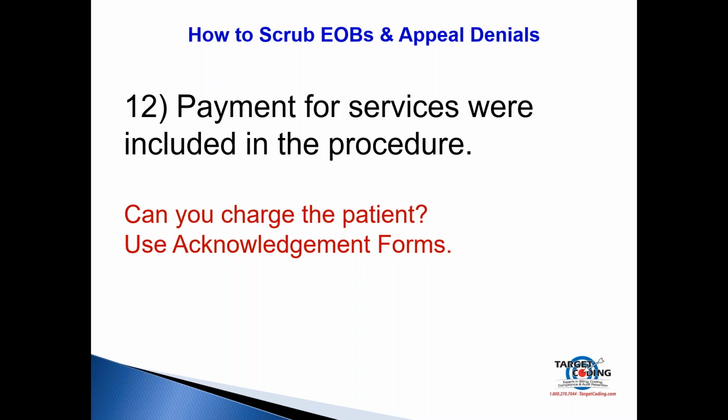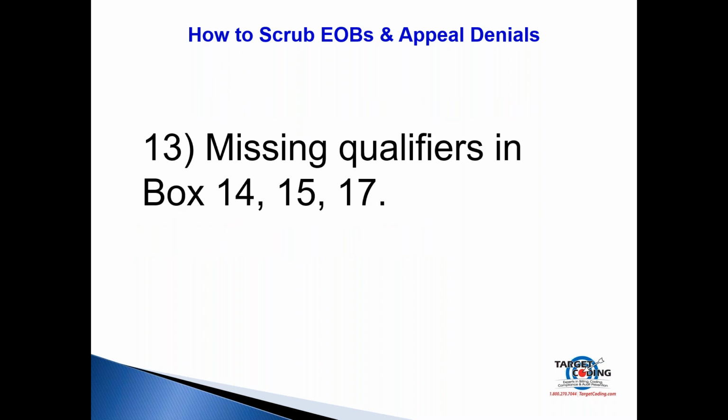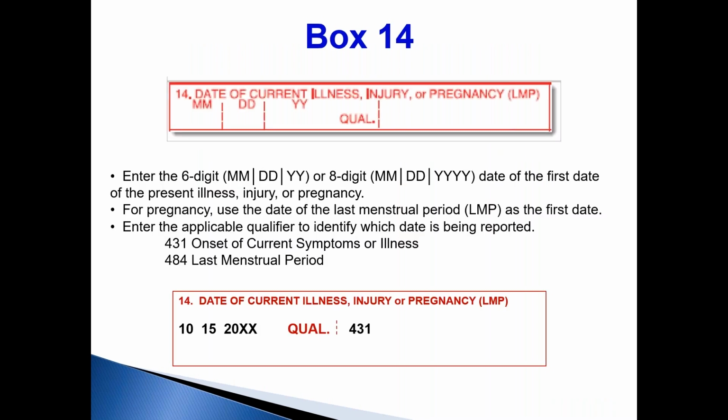They don't come with financial forms, policies, procedure forms, HIPAA forms. You need good forms. Number 13, missing qualifiers in 14, 15, and 17. Yes, 14 is the date of current illness. So for example, 10/15, and then 4/31 is the qualifier.